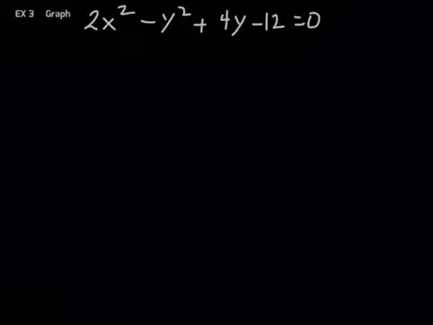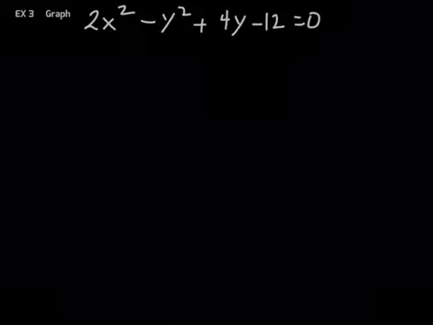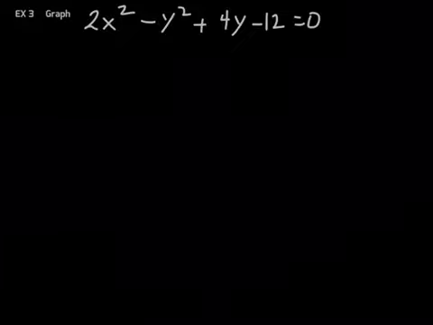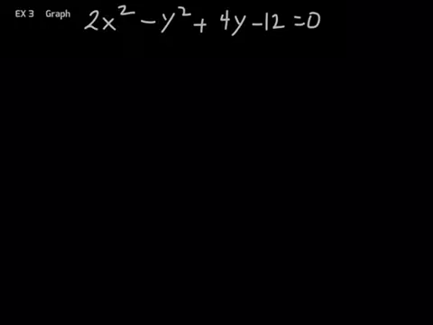Here's our next example, guys. Graph 2x squared minus y squared plus 4y minus 12. Now, this is very similar to the examples that we saw for the ellipse and for the circle, where we have to complete the square in x and in y in order to rewrite this equation in standard form.